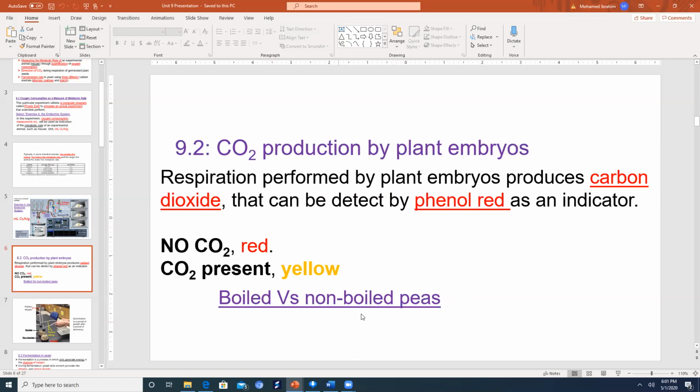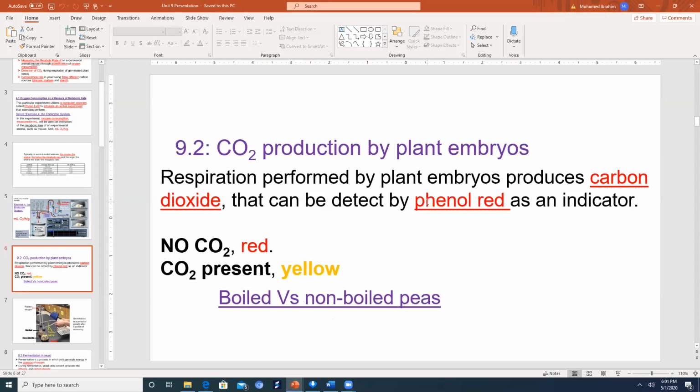And another set you left it without boiling. And he was measuring, not measuring, he was detecting carbon dioxide in this experiment. And how do we detect carbon dioxide? By using a reagent we call phenol red. You need to remember the name. Phenol red is an indicator that detects carbon dioxide.